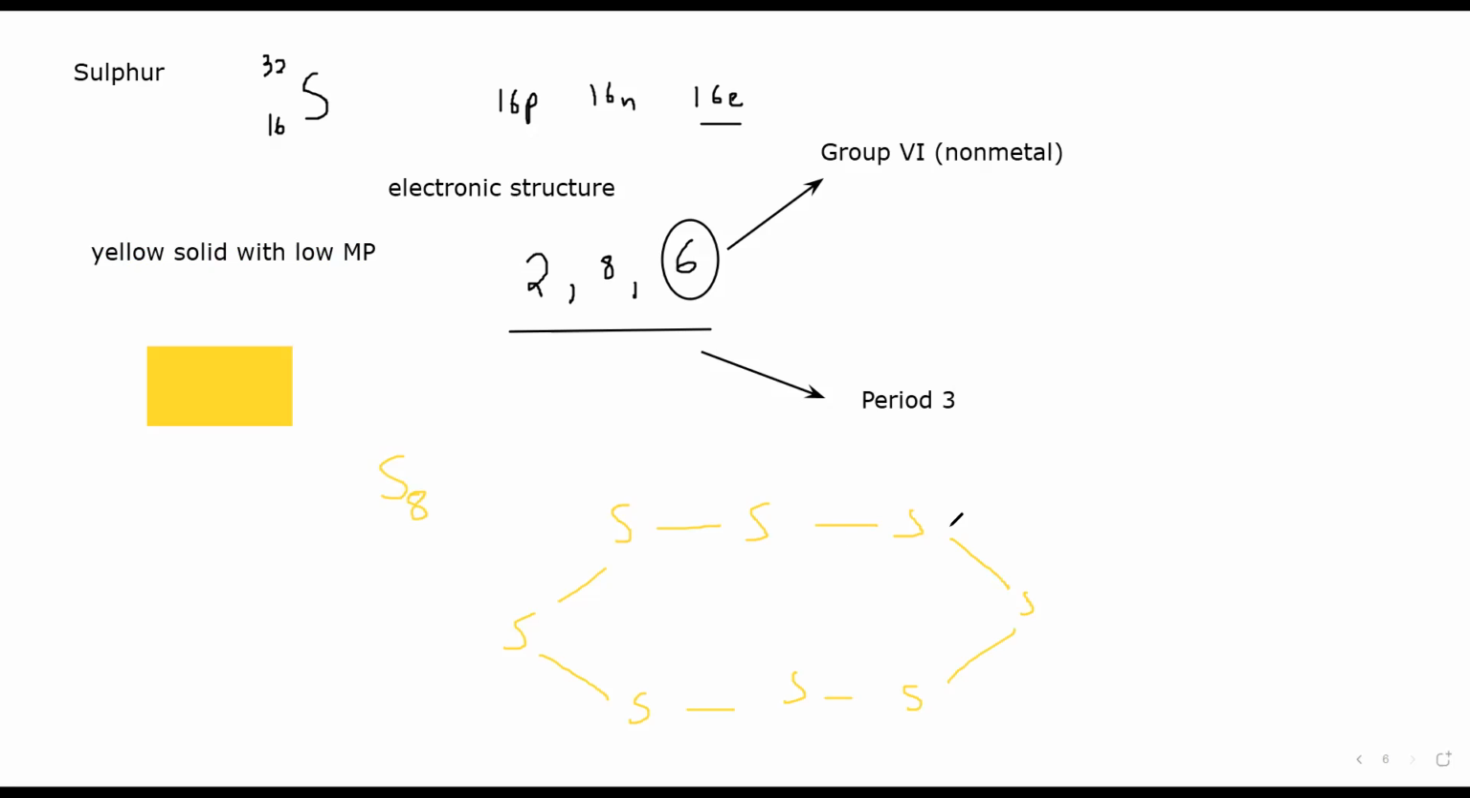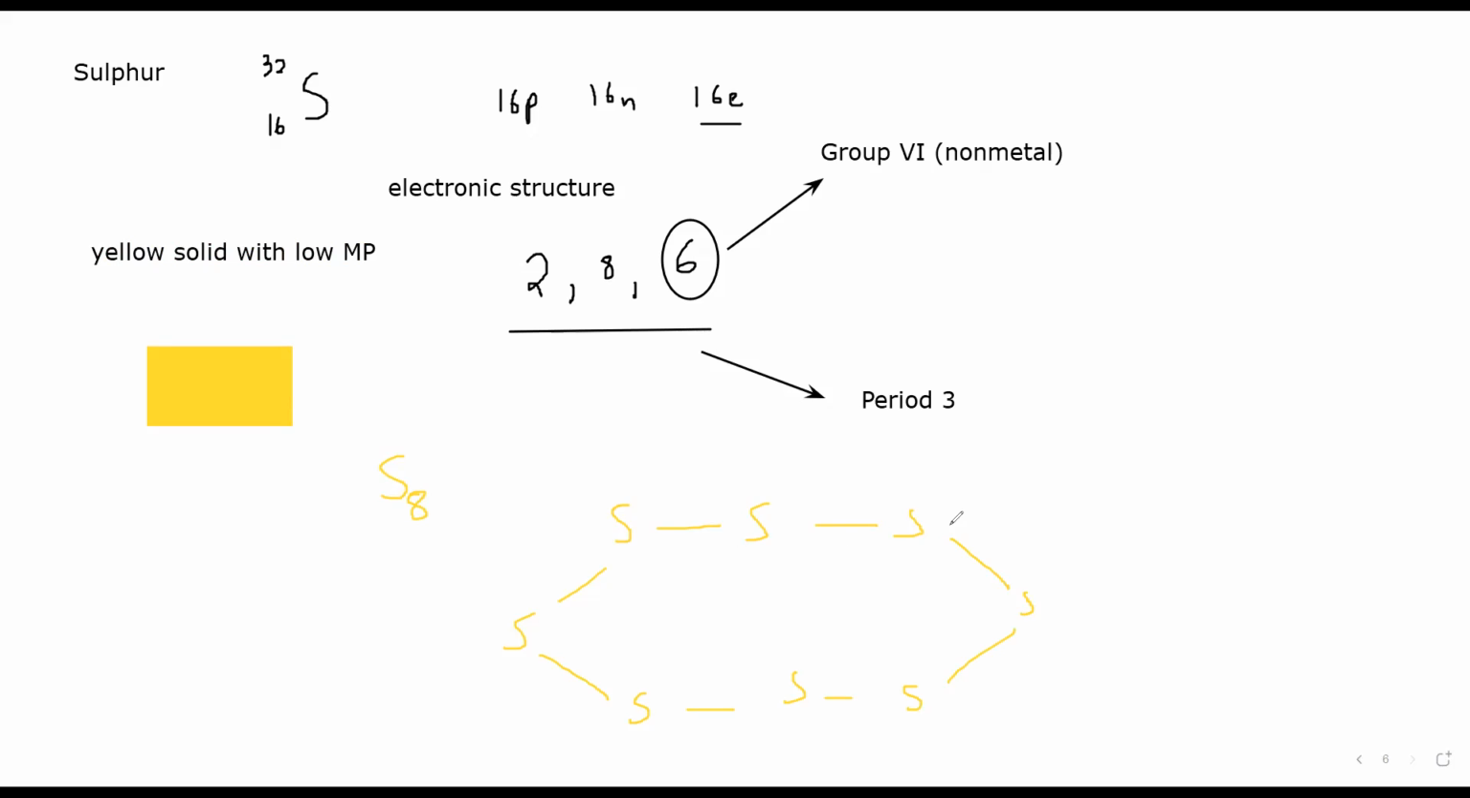Even though it's a simple molecule, this simple molecule contains more atoms, so the greater the number of atoms within the structure, the stronger the attraction between the molecules. That is why sulfur is a yellow solid at room temperature, but not with a too high melting point.